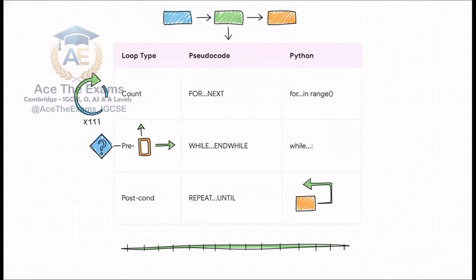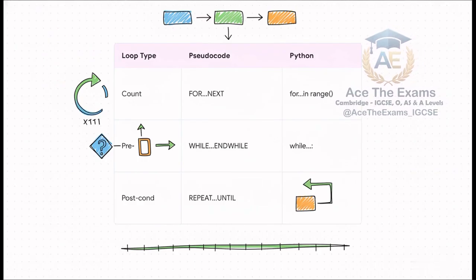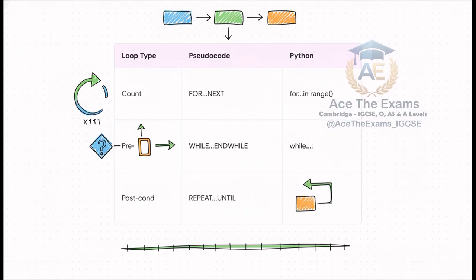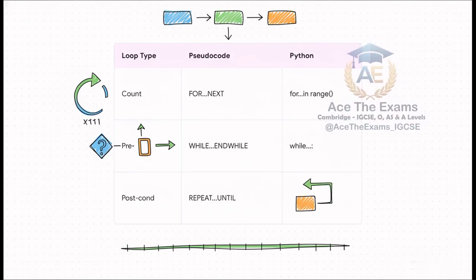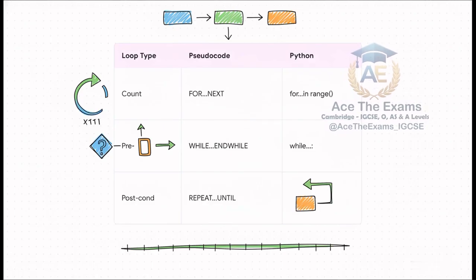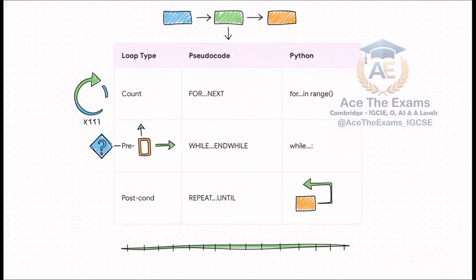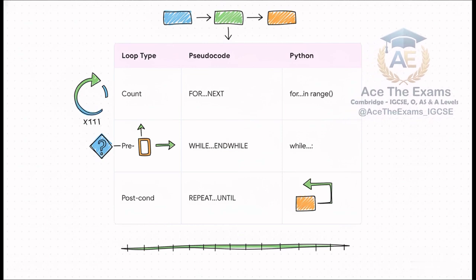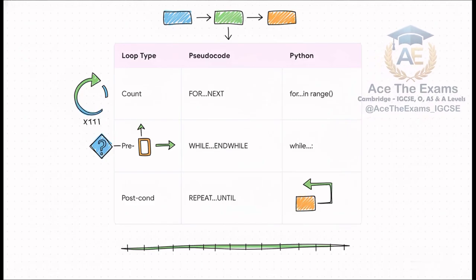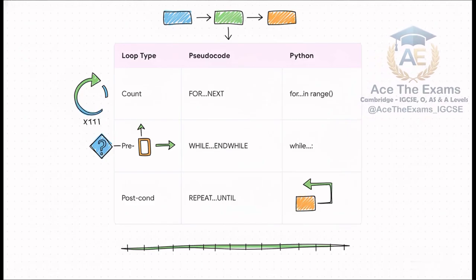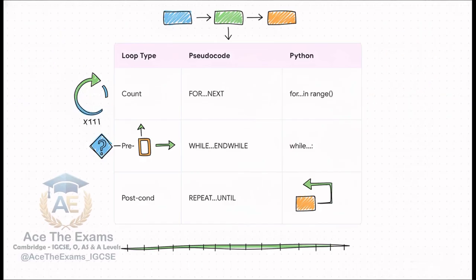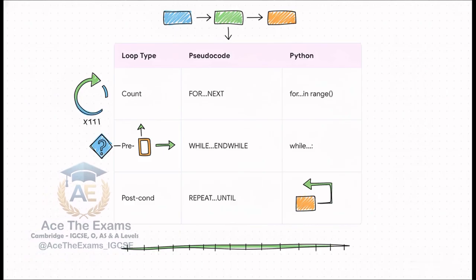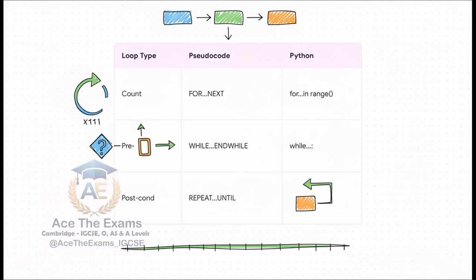To validate that input or to process long lists of data, we use iteration, which is just a fancy word for loops. Notice how the underlying logic remains completely identical across languages, even when the specific syntax shifts around. We have count-controlled loops like the for loop, which we use when we know exactly how many times we need to repeat an action. Then we have precondition loops like the while loop that check a specific rule before the code even runs once. And finally, postcondition loops like repeat until, which guarantee the code runs at least one time before checking the rule at the very end. Choosing the right loop for the right scenario is exactly what examiners are grading you on.